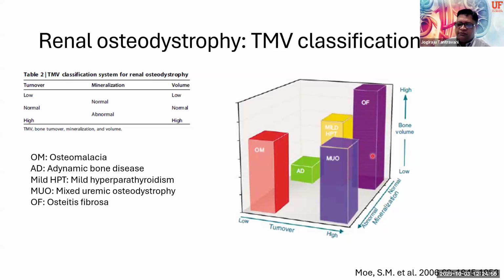And so if we could find a way to identify low turnover, modest turnover, high turnover, and if we could find a way to accurately diagnose osteoporosis in our patients, we would be able to provide some sort of integrated bone therapy. Those are difficult tasks to accomplish. So we're going to come back to the TMV classification a little bit later in the talk.